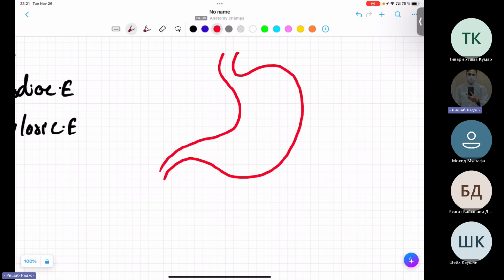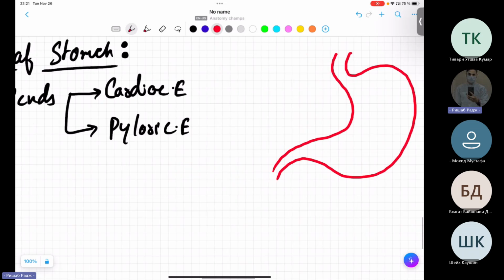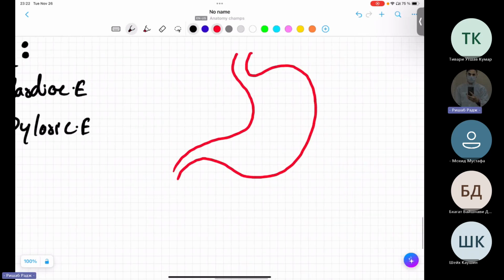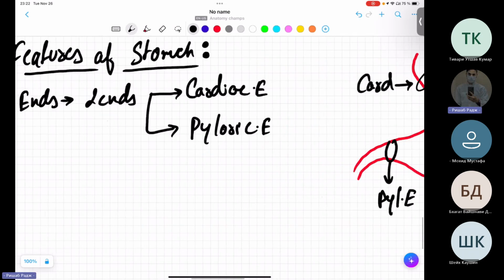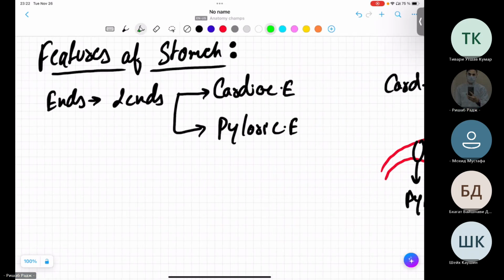I draw everything in front of you so that you also get a hang of how to draw all the schemes. So this is your stomach. What end is this? This is your cardiac end. What end is this? This is your pyloric end, right? So we had two ends.